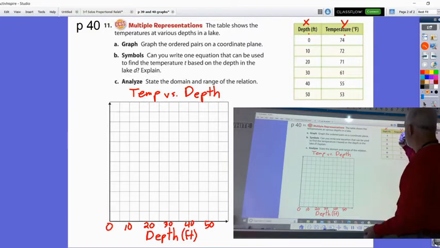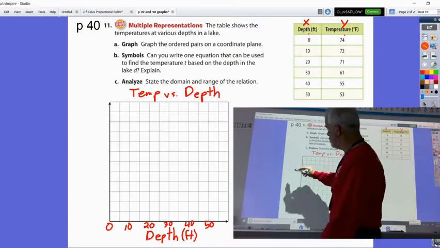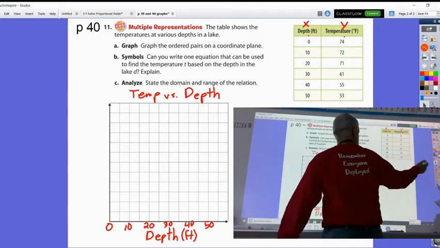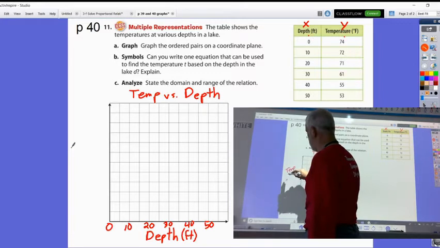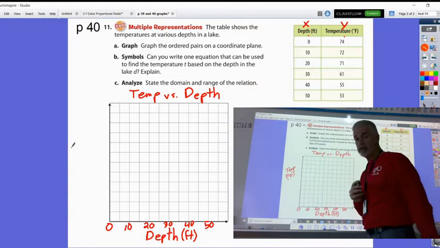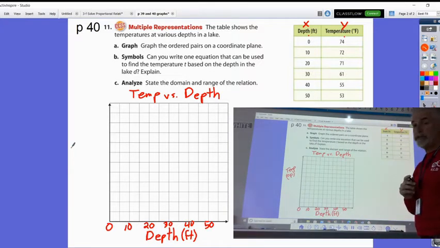Okay, then we have temperature on the y-axis. So this is going to be temperature in degrees Fahrenheit. And again, because they give you units here, it's not temperature in degrees Celsius, it's Fahrenheit. So you're going to include the units in your label, all right?